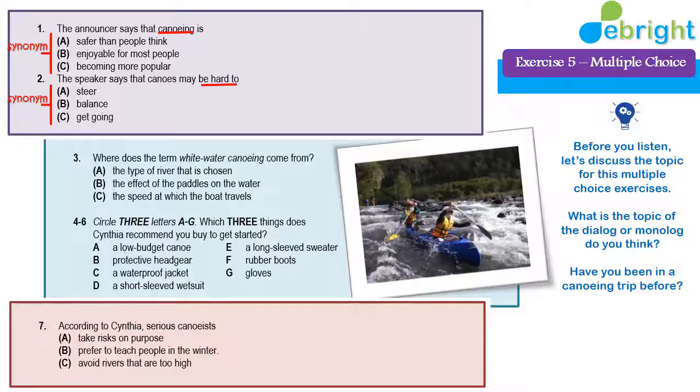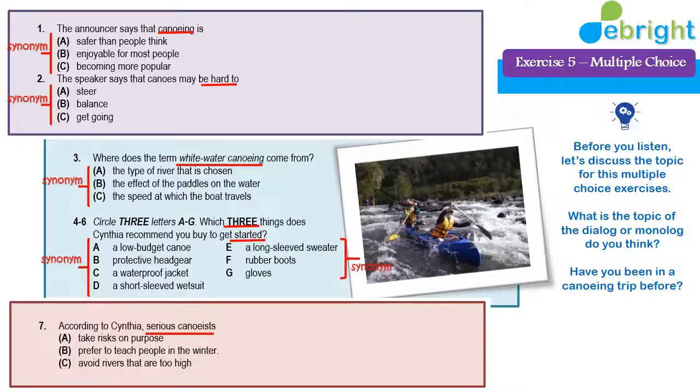We will move then to number 3 until number 6. Number 3, what does the term whitewater canoeing mean? So the keywords are whitewater canoeing. Is it the type of river that is chosen, the effect of the paddles on the water, or the speed at which the boat travels? And number 4 until 6 with different instruction. Choose 3 things to get started. Find the synonyms for each choice here in the audio and then choose 3 out of 7 choices.